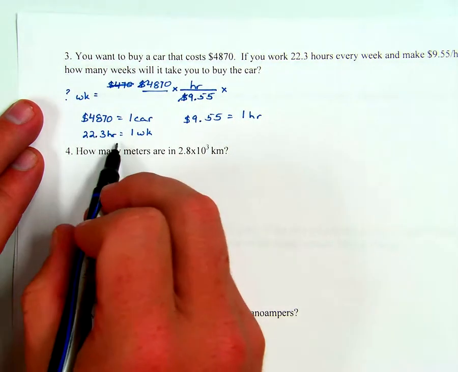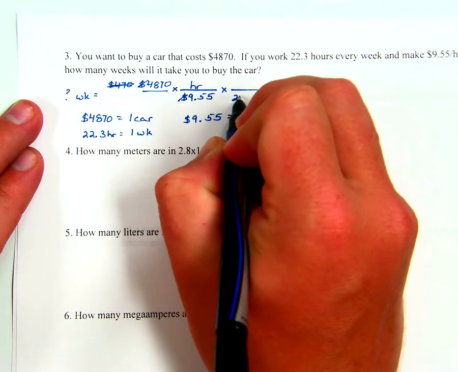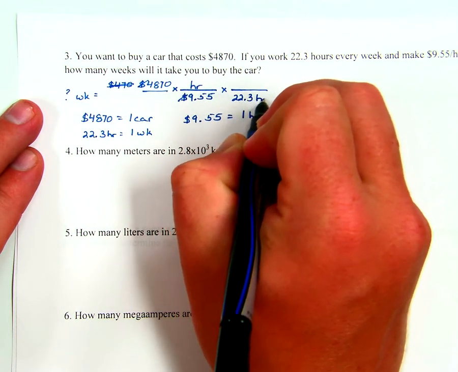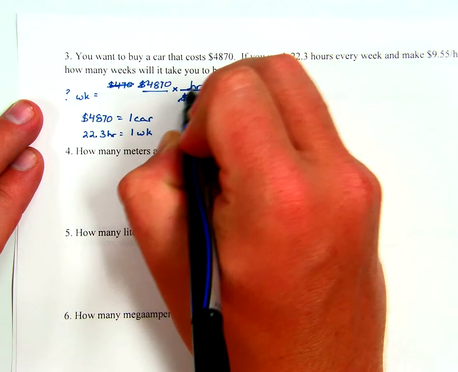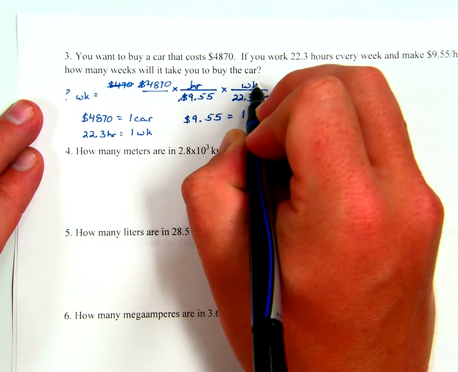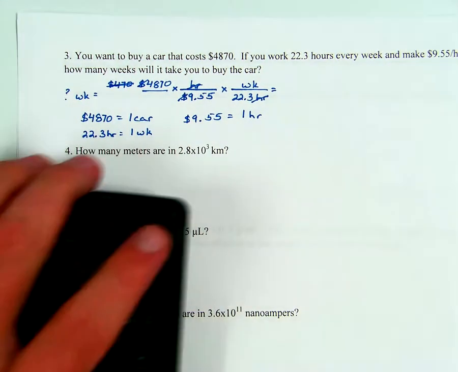Dollars cancel. Now I can see I can use my hours per week conversion factor, 22.3 hours, which is the average number of hours I work in a week. So hours cancel, and you can see I'm now left in weeks, which is exactly what we were looking for.